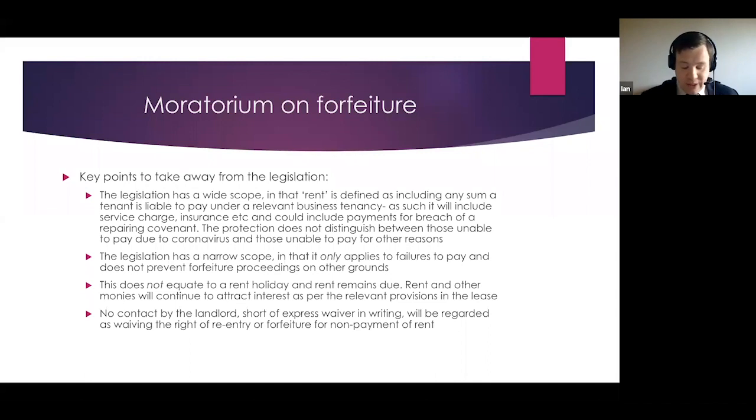So given that this moratorium is now in place for forfeiture, are there any other alternative approaches that can ultimately be taken in order to try and enforce?